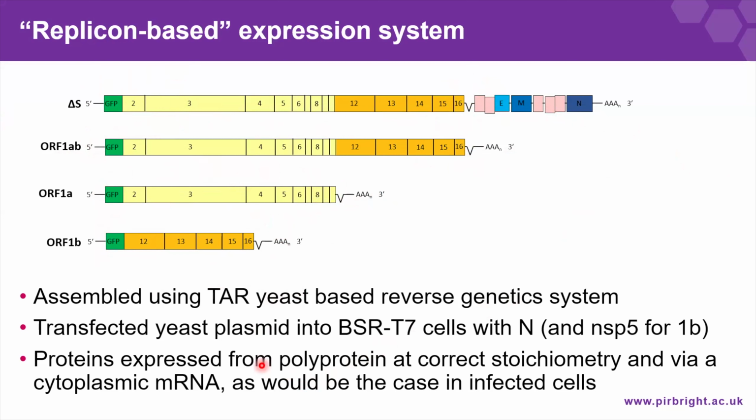All of these have been assembled into the yeast plasmid and then transfected into BSR T7 cells, which constitutively express the T7 polymerase, along with the N, and in the case of the ORF1B construct, NSP5 to allow for cleavage of these proteins. And this system we quite like because it allows us to look at proteins that are expressed from a polyprotein at the correct stoichiometry via a cytoplasmic mRNA, and it more realistically reflects the situation that you would get in a naturally infected cell.